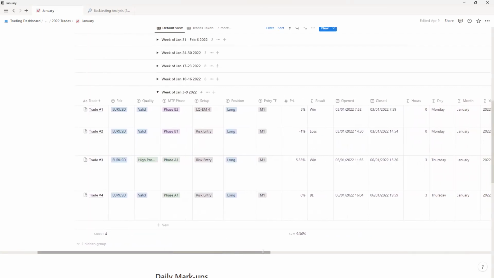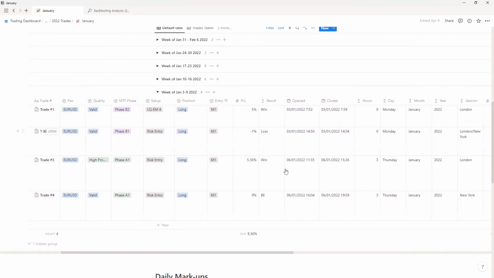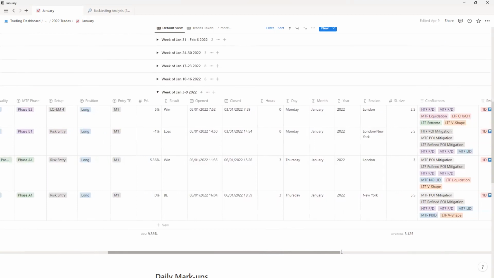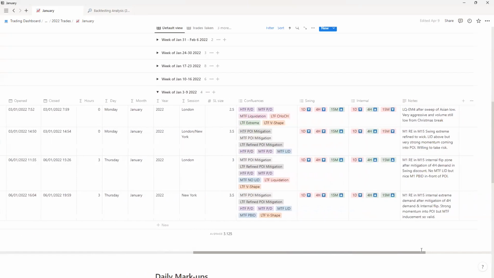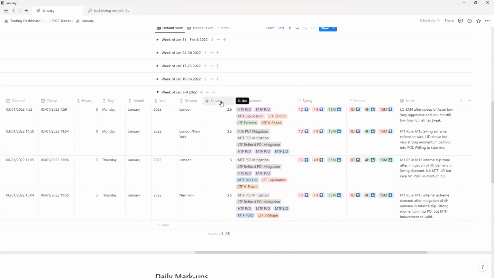I then have if we are long or short, and our entry time frame. And then, of course, I have our P&L, which is very important to keep track of, the result of the trade, when we open the trade, when we close the trade. This is all filled out for me: how many hours has the trade been open, what day did I open the trade, what month, and what year. And then I also have some analytics on the stop loss size.